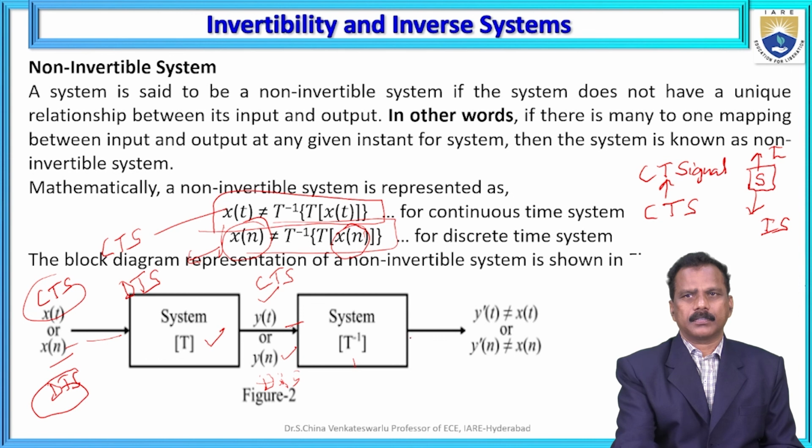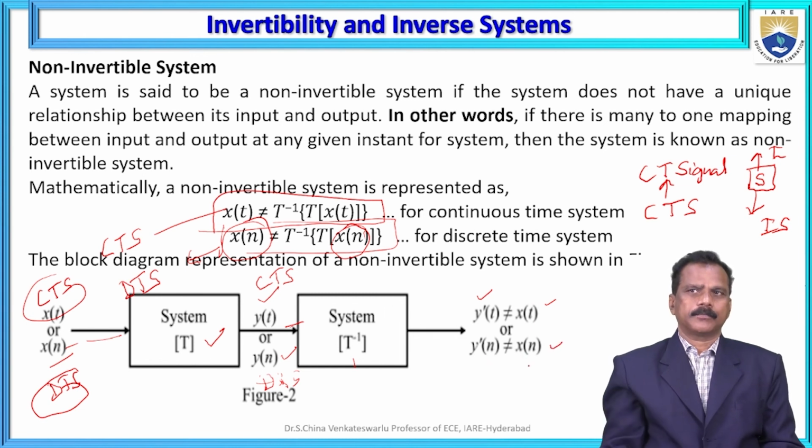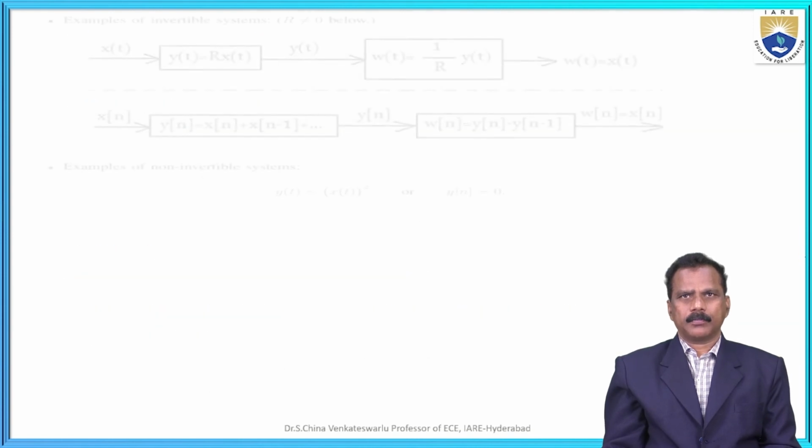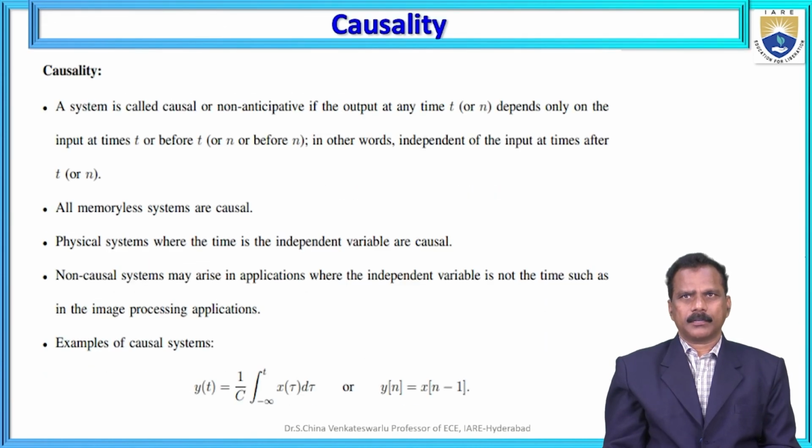Then y of t or y of n is given to the system operator T inverse. We expect that y dash of t is not equal to x of t, and y dash of n is not equal to x of n. Using this simple block diagram, you can decide the non-invertible system factor, and see how the continuous time and discrete time system responses vary. Okay, here we know all of this.